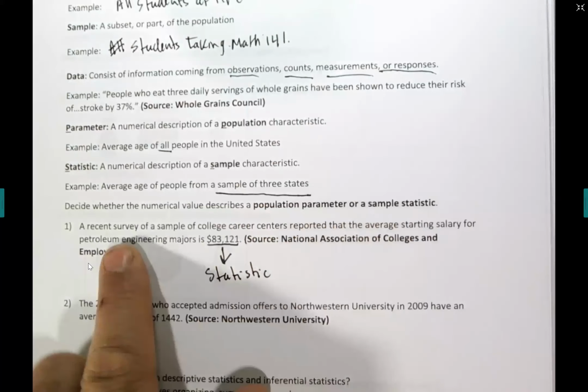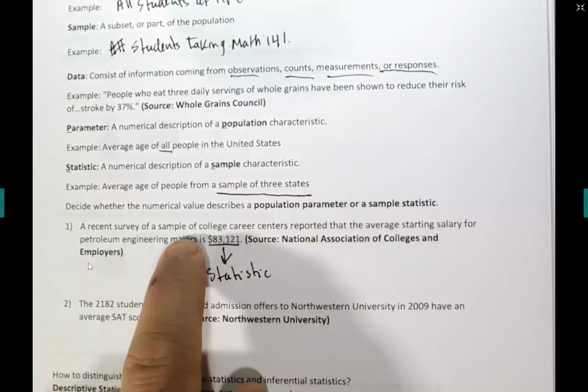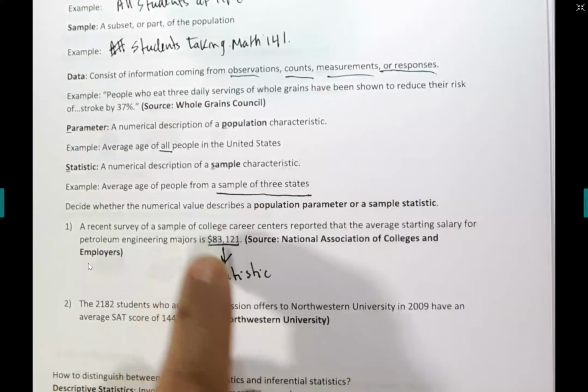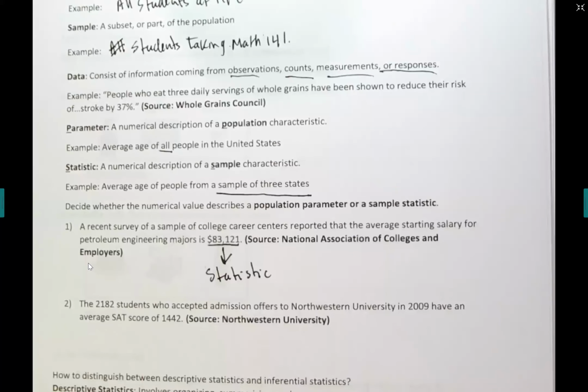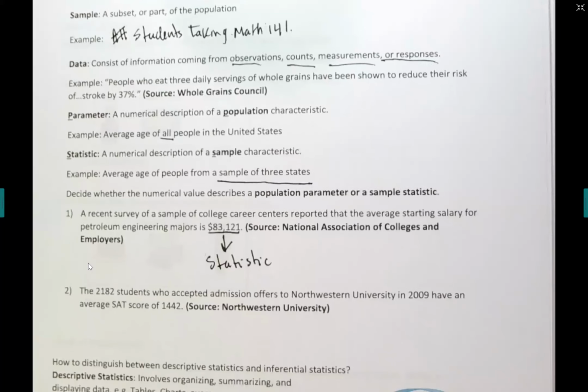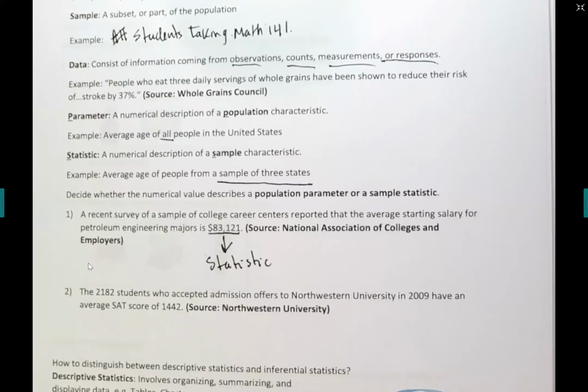Because it says a survey of a sample of college careers. That's it. It's done. It's telling you this came from a sample. So it's impossible for you to make it a parameter because he says it's a sample. Okay. Number 2. I'm not saying number 2 has to be a parameter. It could have been a statistic too.